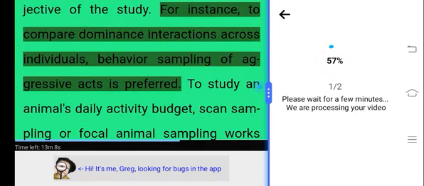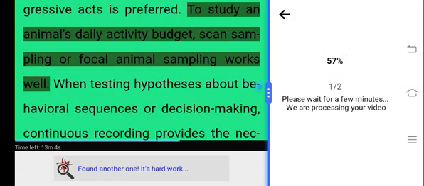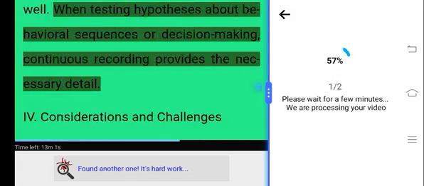For instance, to compare dominance interactions across individuals, behavior sampling of aggressive acts is preferred. To study an animal's daily activity budget, scan sampling or focal animal sampling works well. When testing hypotheses about behavioral sequences or decision-making, continuous recording provides the necessary detail.